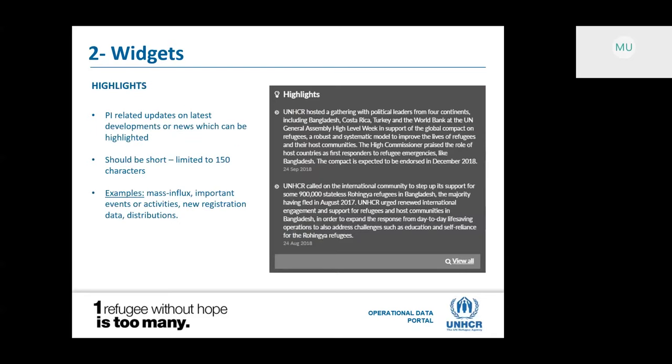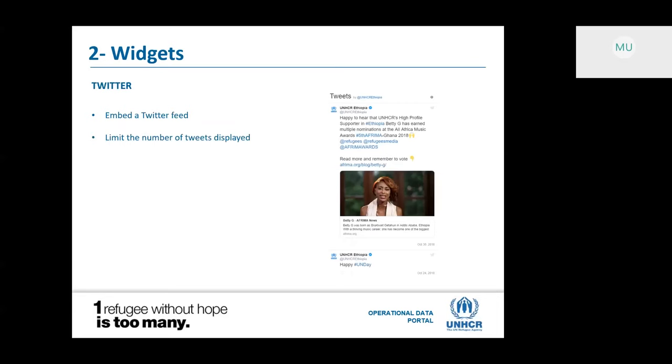Highlights is something that is similar, but it is one specific piece of content that is very limited in size. It can only be around 150 characters. Use these kind of short information bursts to highlight important events or important information on the portal, like mass influx, a new activity, availability of new data, a new distribution date, for example.